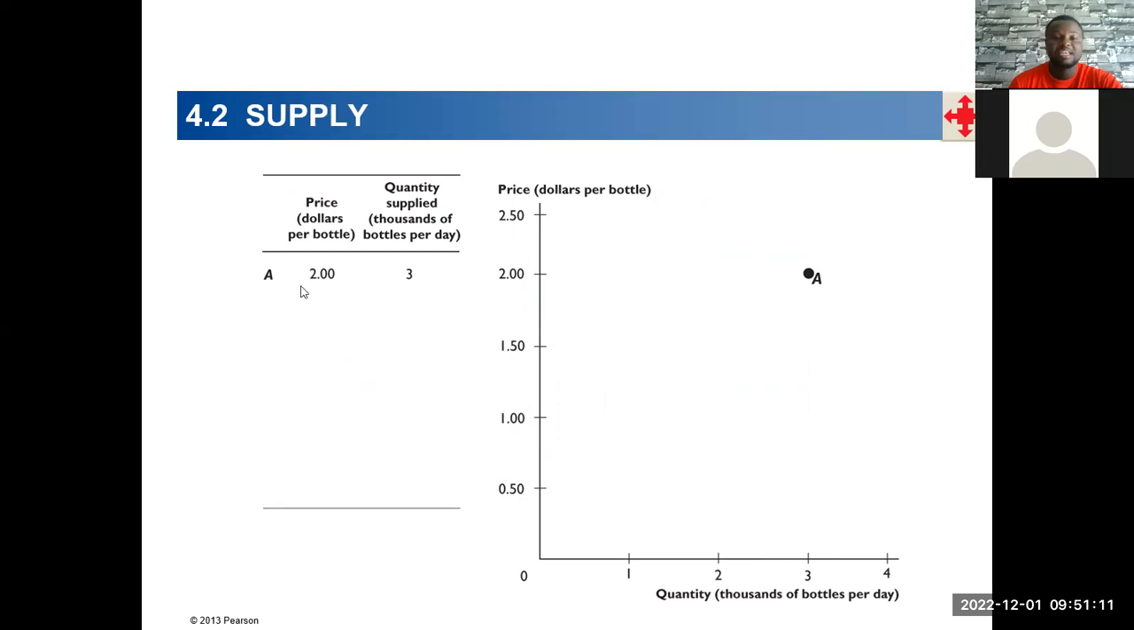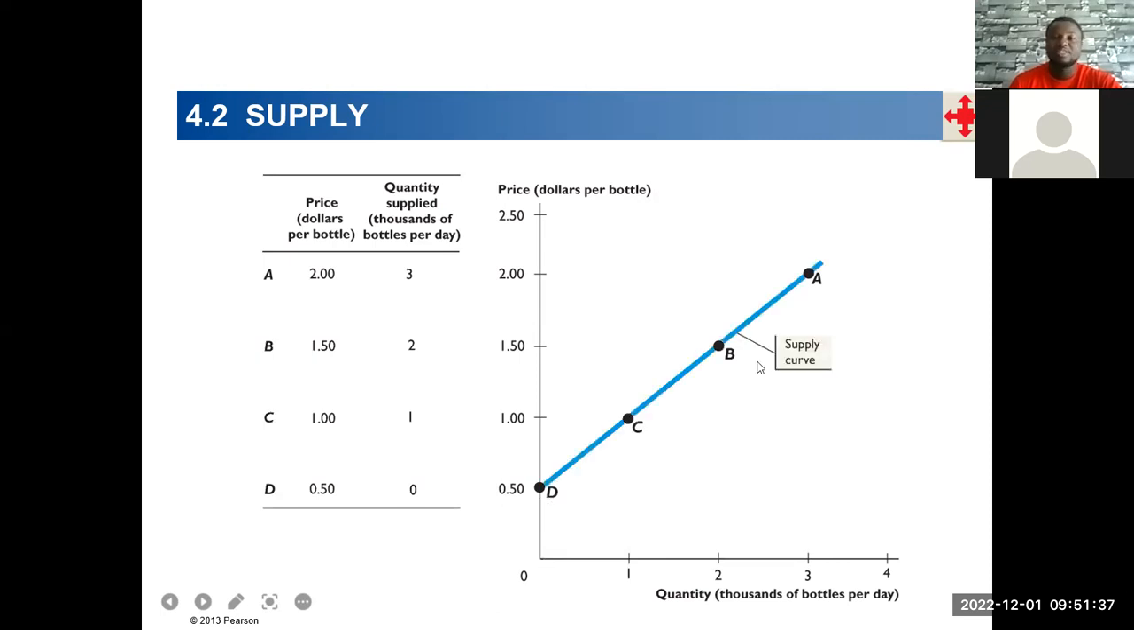At point A, the price is 2. What is the quantity they are offering for sale? 3,000 bottles per day. That's point A. At point B, the price came to 1.5, and they are offering 2,000. At point C, the price came to 1, and they are offering 1,000. And at D, when the price came to 0.5, they are offering nothing at all. A line through these points is what we call the supply curve. You see that this slopes upwards, showing the positive relationship between price and quantity supplied. Are we together? Yes. Okay.